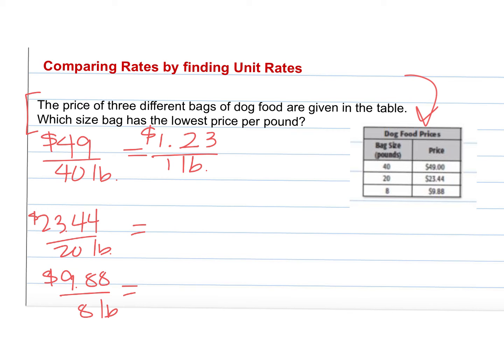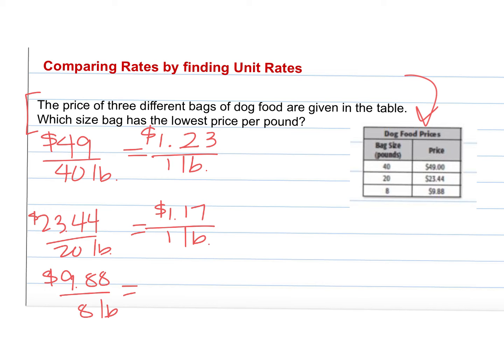And then I do 23.44 divided by 20, and I get $1.17 for 1 pound. You might want to be doing this in your calculator so you can make sure you're getting the same thing and see how I'm rounding.